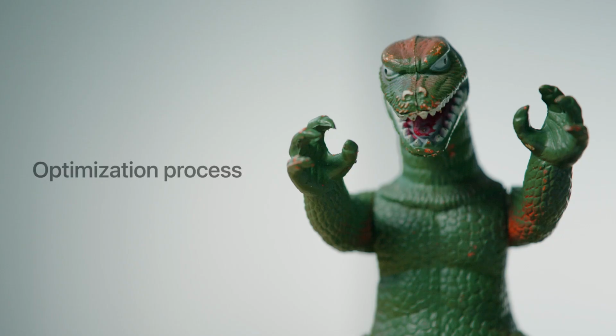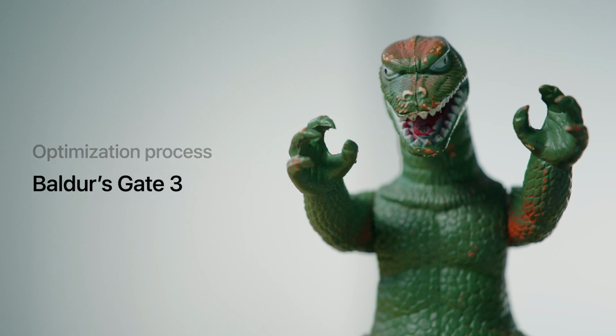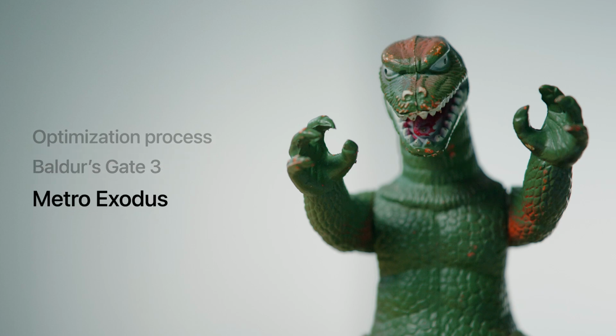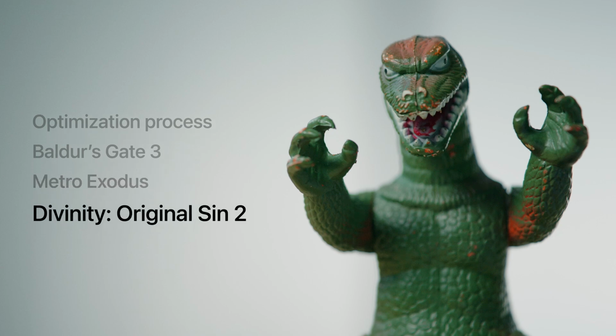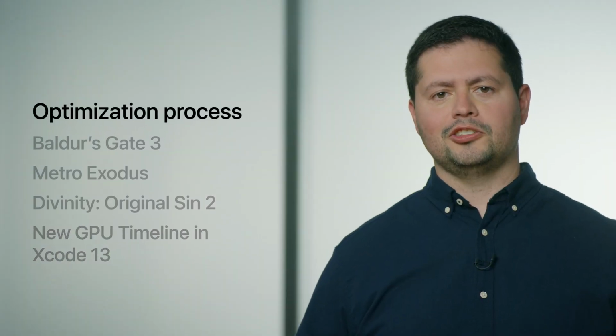In this video, I'm going to cover the process that we use to optimize games. Then, I'm going to show you the kinds of optimizations that are used in the games Baldur's Gate 3 and Metro Exodus. And lastly, Dustin is going to do a tools demonstration featuring the game Divinity Original Sin 2 while he introduces the new GPU timeline in Xcode 13. Let's dive in and talk about optimization.